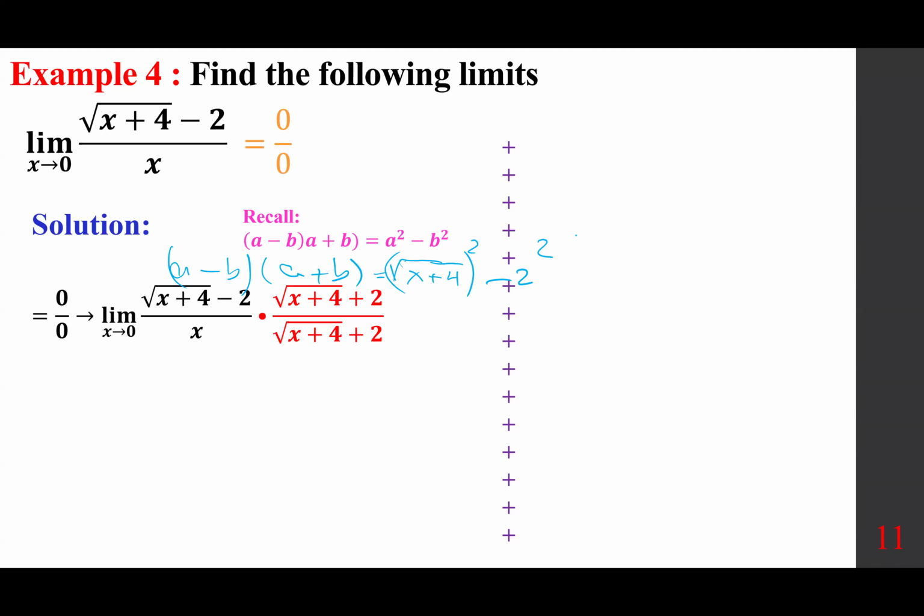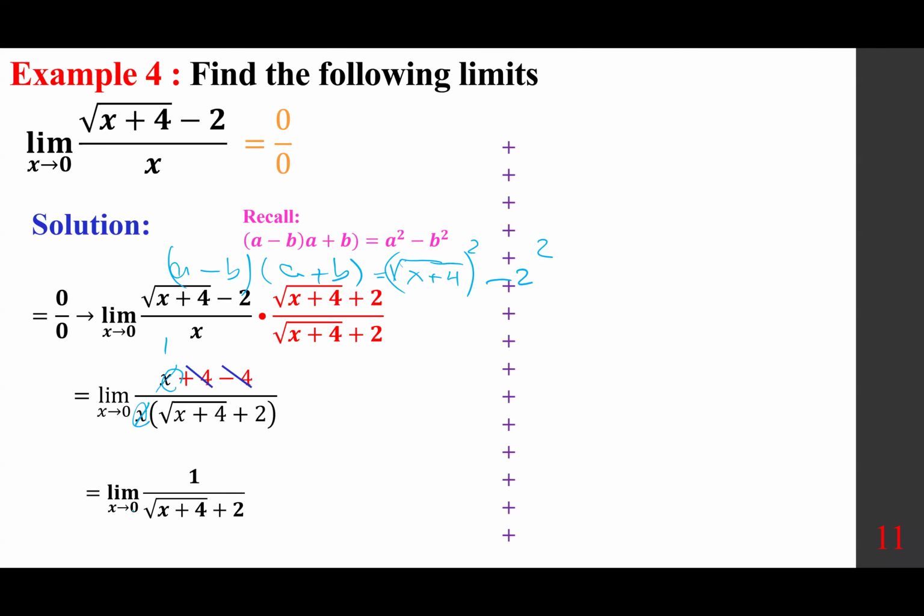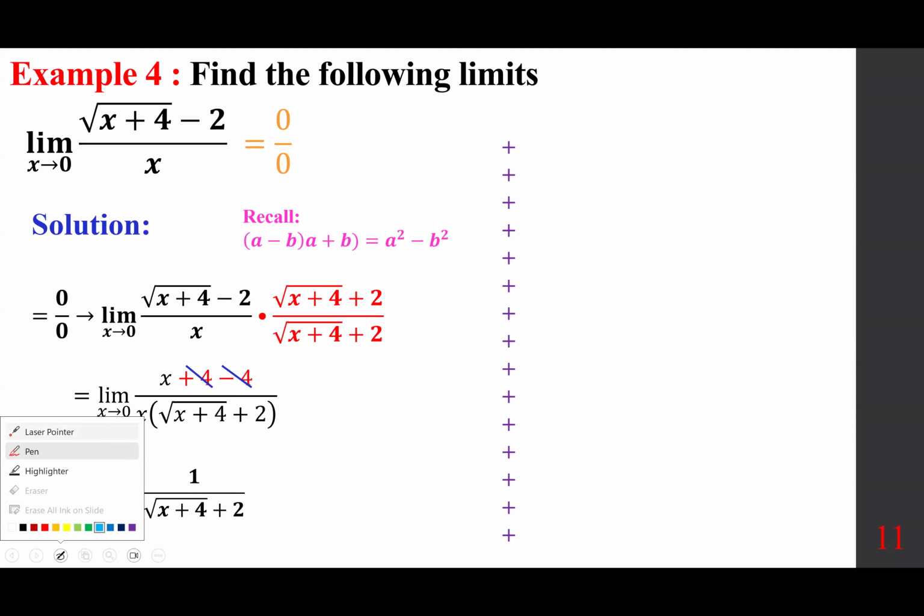So the numerator is, this one comes out, x plus 4 minus 4. The denominator, notice I didn't do anything. I keep it as a product. 4 and negative 4 cancel each other. x and x cancel each other. Now if I put the 0, I get square root of 4, which is 2, plus 2 is 4. So 1 over 4 is the final answer.